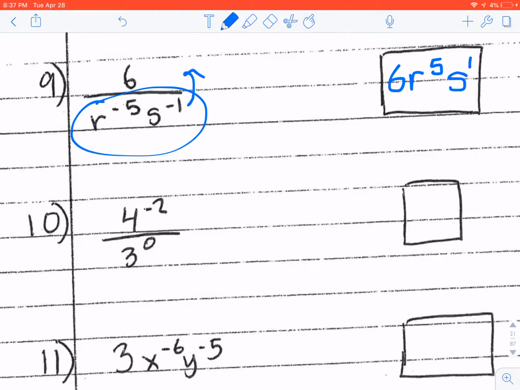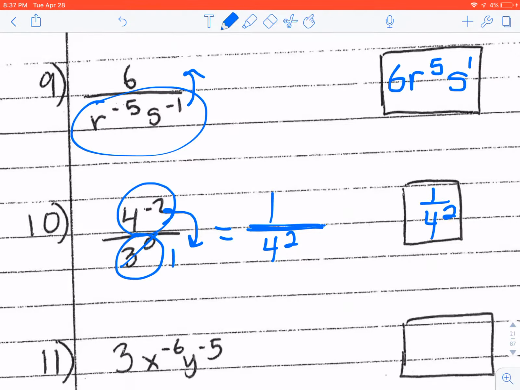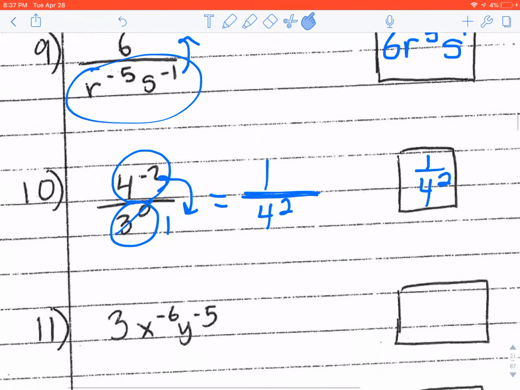Okay, number 10, 4 to the negative 2nd over 3 to the 0. So the 3 to the 0 turns to 1. So that whole term is 1. The 4 to the negative 2nd moves down and becomes positive. So I would make your fraction bar, that 4 squared is on the bottom. There's now nothing on top. So you do need your placeholder of 1 over 4 squared. I also noticed some mistakes on that one, so just be careful. You do need to make sure you write it as a fraction.